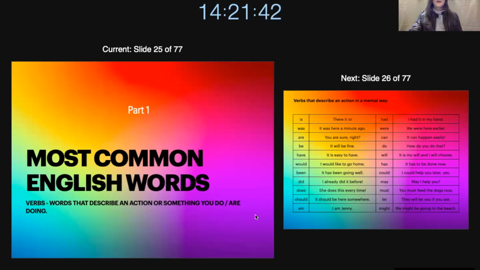Today we are looking at verbs. And verbs are words that describe an action or something you do or are doing. Like, for example, at the moment I am speaking to you. So I am doing the action of speaking.